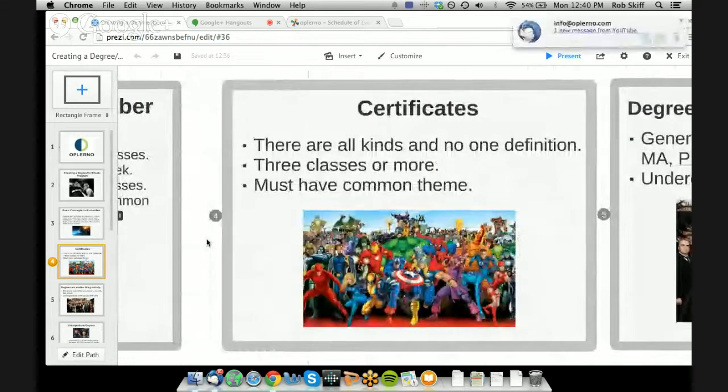So the thing about certificates is they come in all kinds, and there's no one definition, just like there's no one definition of a superhero or a superhero team. You've got the X-Men, you've got the Avengers, and then you have your collections of solo teams that move on.